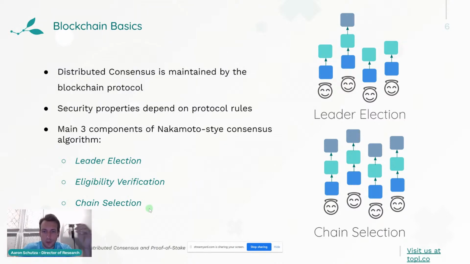So chain selection is always filtering out bogus chains and chains that don't correspond to the latest ledger, and selecting what we believe, what the protocol rules dictate to be the latest blockchain ledger. And that corresponds to the longest chain, the most up-to-date blockchain ledger.